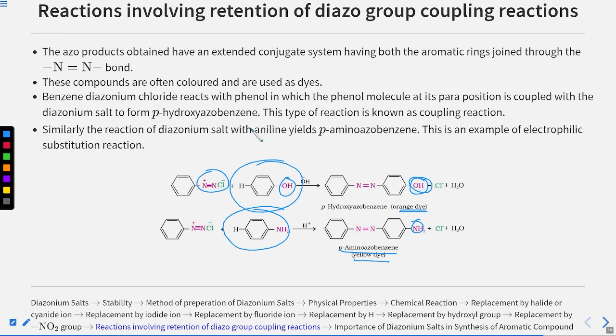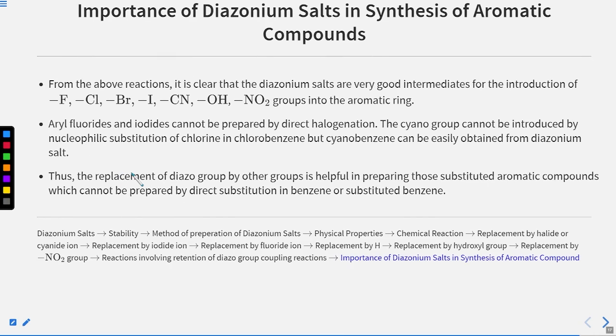Similarly, the reaction of diazonium salt with aniline yields p-aminoazobenzene. This is an example of electrophilic aromatic substitution, and it is mentioned here also. Now, next we will move to some important diazonium salt reactions that are used for the synthesis of aromatic compounds.